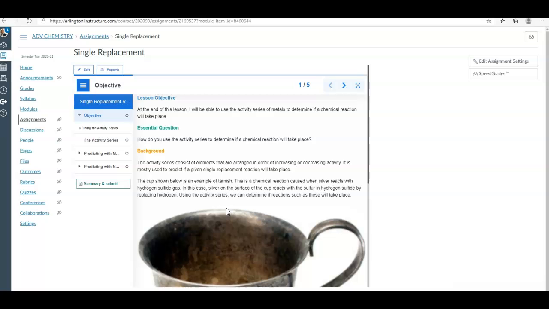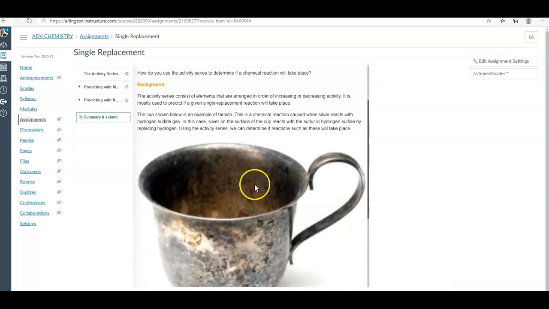Now, a very short, brief background into single replacement here. Now, this is a silver cup. When you first bought this, it looks so shiny, everything so beautiful. But after a while, if you leave it outside for a while, the silver atoms begin to react with the hydrogen sulfide in the atmosphere. And then we know that hydrogen sulfide is a compound.